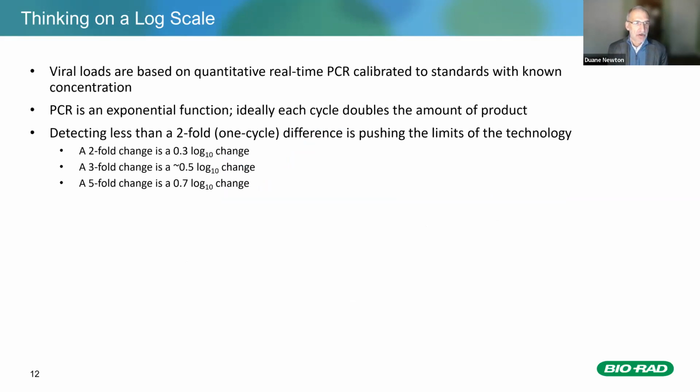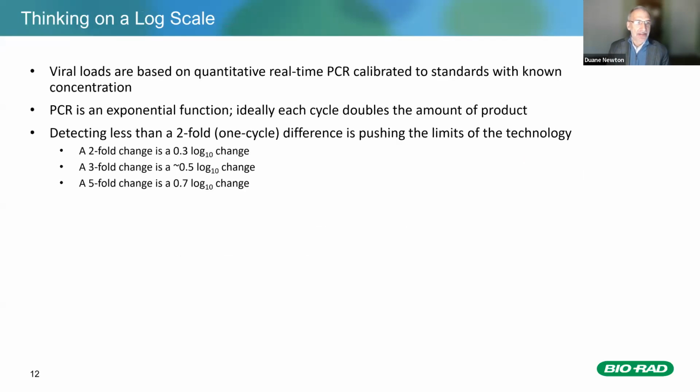But I think it's important to remind ourselves that we need to think of these assays on a log scale. Viral loads are quantitative, as we know. Real-time PCR is calibrated to standards with known concentrations, and PCR, as an exponential function, ideally will result in a doubling in the amount of product each cycle. So detecting less than a twofold or one cycle difference in values is really pushing the limits of technology. A twofold change mathematically is equivalent to a 0.3 log change. A threefold change is equivalent to about a half log change, and a fivefold change in arithmetic values is equivalent to approximately a 0.7 log change.